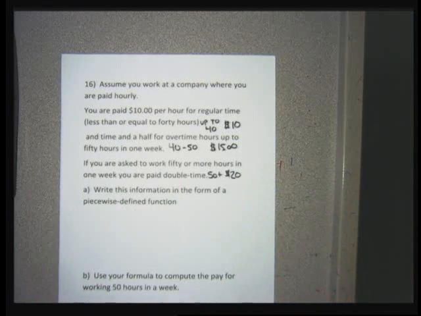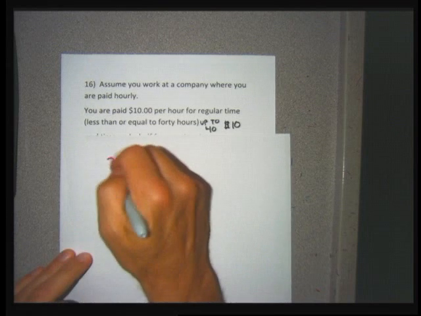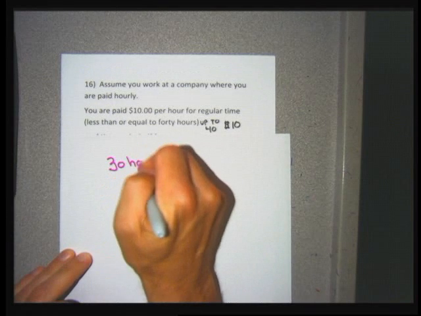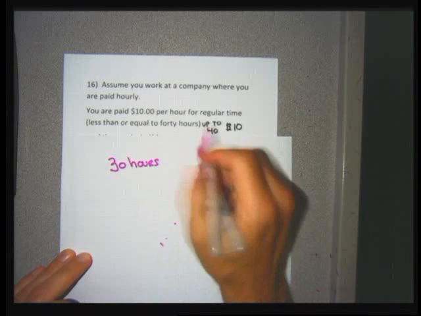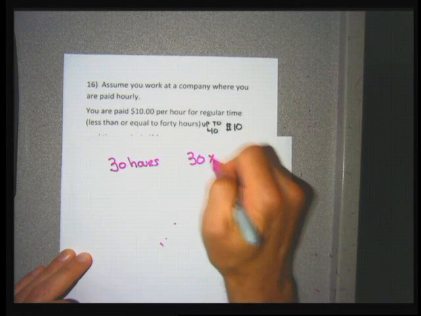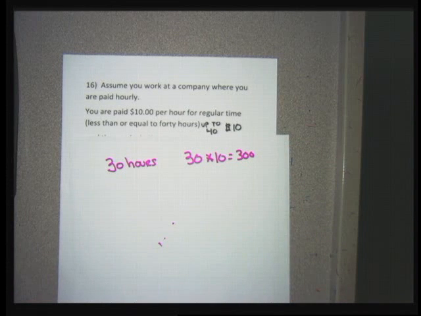So for instance, and this is not part of the problem, but this will help you understand the problem, if you worked 30 hours, you wouldn't get any overtime. Your pay is just going to be 30 times $10 an hour. It's going to be $300, less taxes.